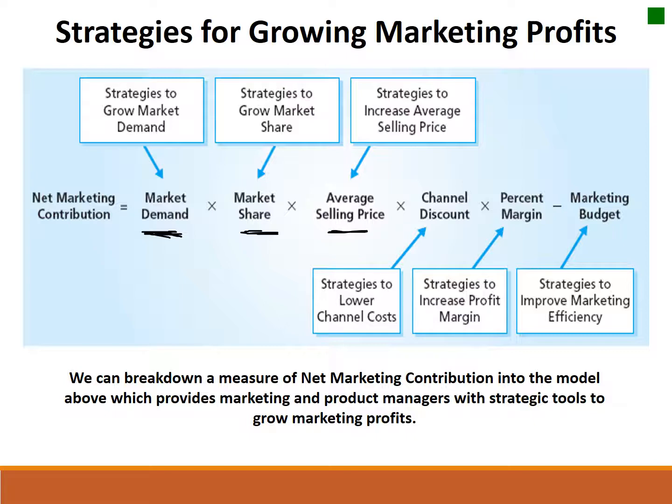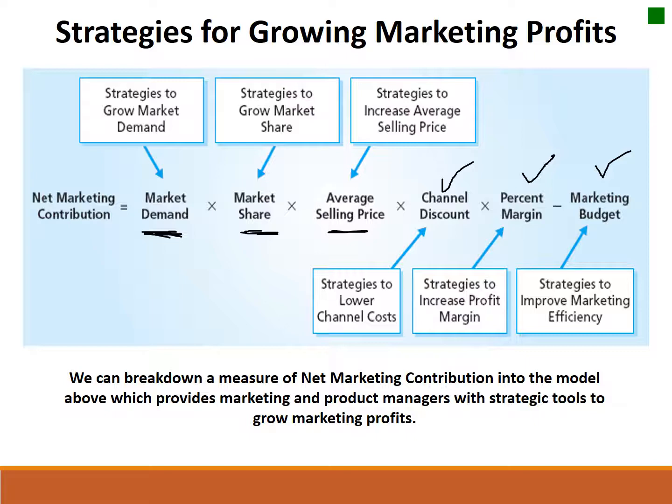We can maybe increase our price because maybe we build more value into the product. We have other effects, like the cost of distributing the product throughout our channel of distribution. And then there are cost issues that get built into our margin, and there are also cost issues and efficiencies that we can gain from our marketing processes. All of these pieces go into contributing to net marketing contribution.